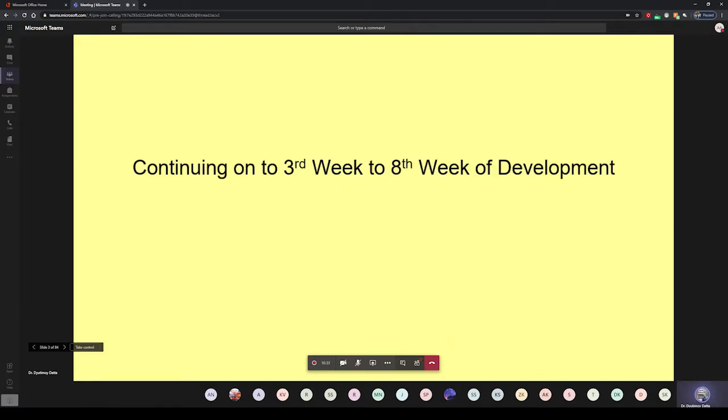okay. So when I say third week of development, what is needed to be understood is that in the third week, there are some changes to the embryonic disc. And from the third week itself, a sort of continuous development occurs up to the 8th week. And this is what we are going to discuss in today's session. So third week of development and continuing on to up to the 8th week of development. So we'll be proceeding accordingly.